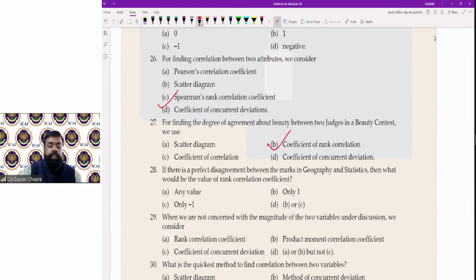If there is perfect disagreement between the marks in geography and statistics, what would be the value of correlation? Now, what is the meaning of perfect disagreement? If one has values 1, 2, 3, 4 and the other is exactly reverse, 4, 3, 2, 1, then in that case we say correlation will be -1. And even if you solve this, you will get -1.